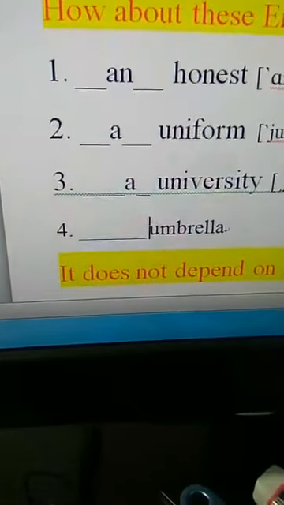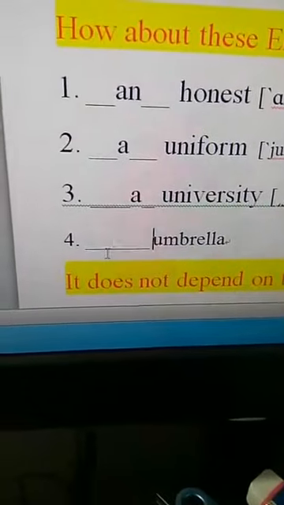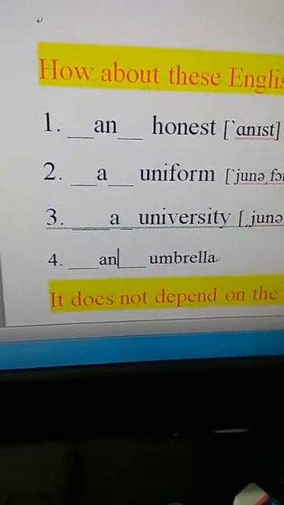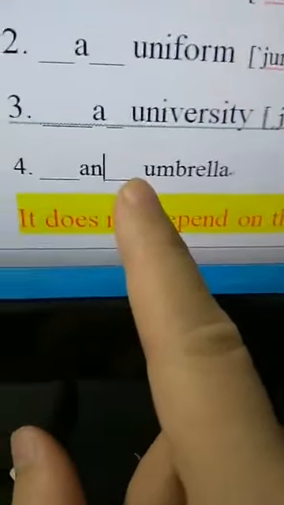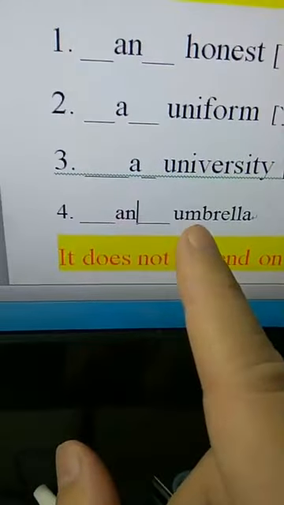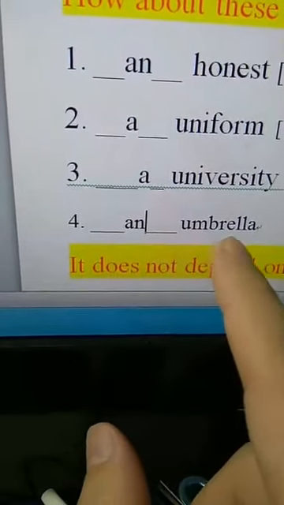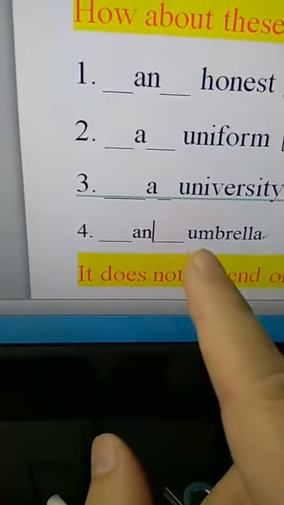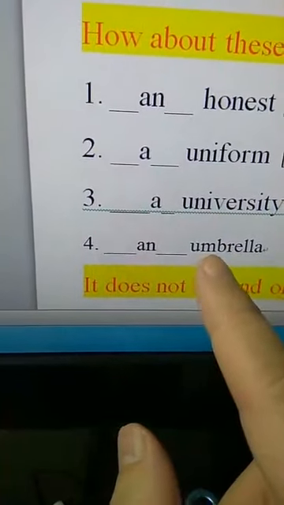How about the answer? A umbrella or an umbrella? This word is different because we don't pronounce it like "yumbrella", right? We pronounce it like "umbrella". It starts with a vowel sound. So the answer is an.